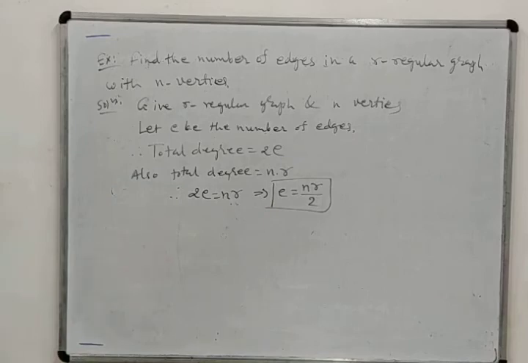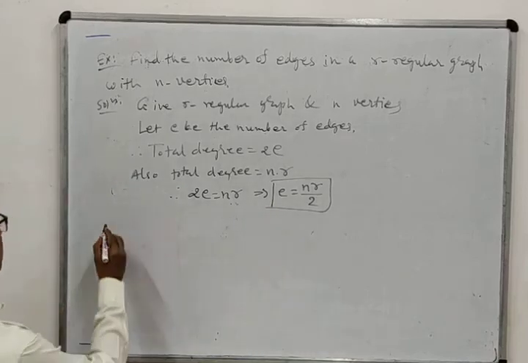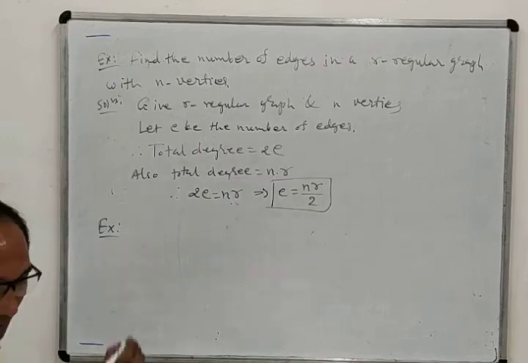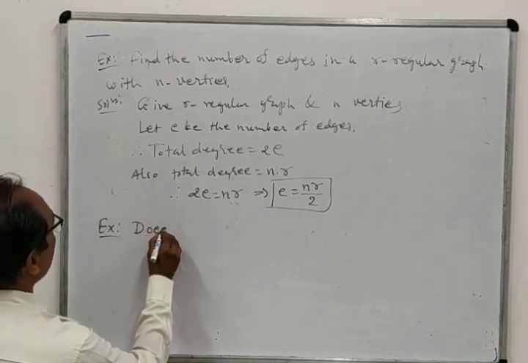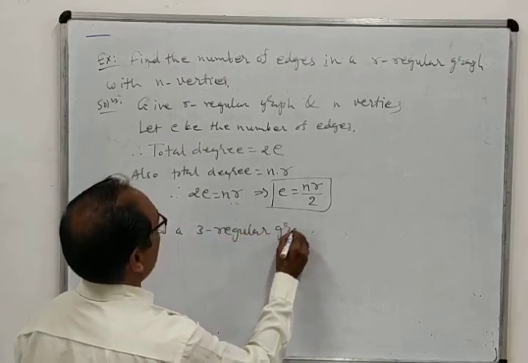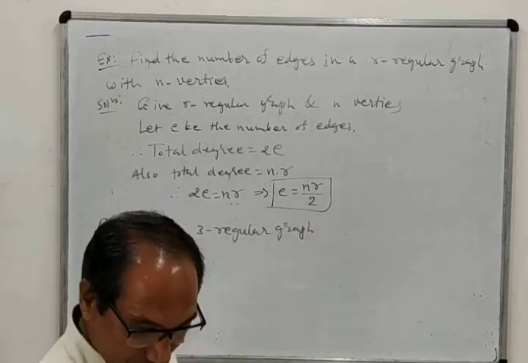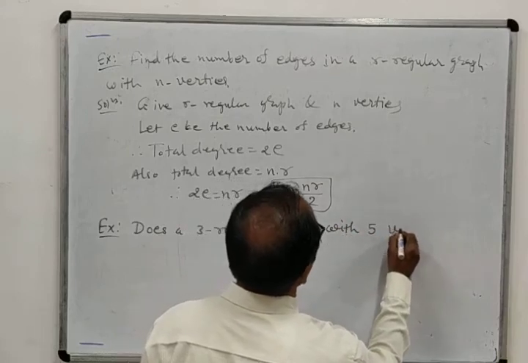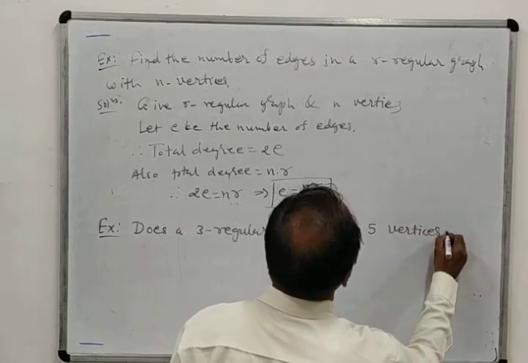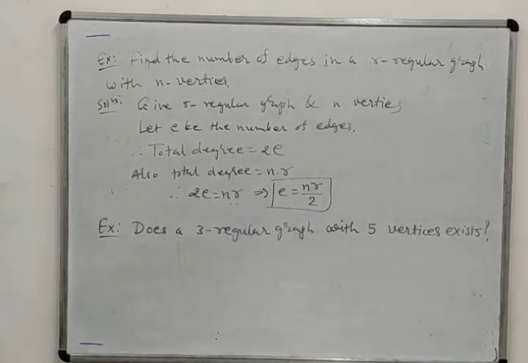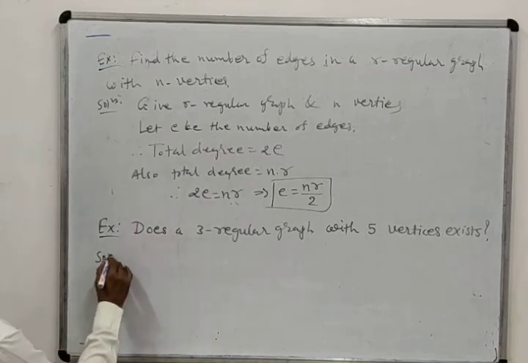Now let us see another example. Does a 3 regular graph with 5 vertices exist? That means if a 3 regular graph is there, does it with 5 vertices exist or not? So the solution is very simple.